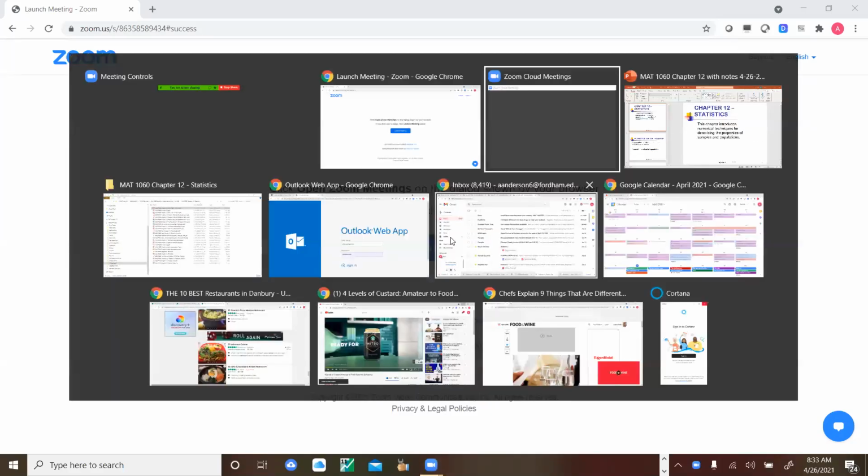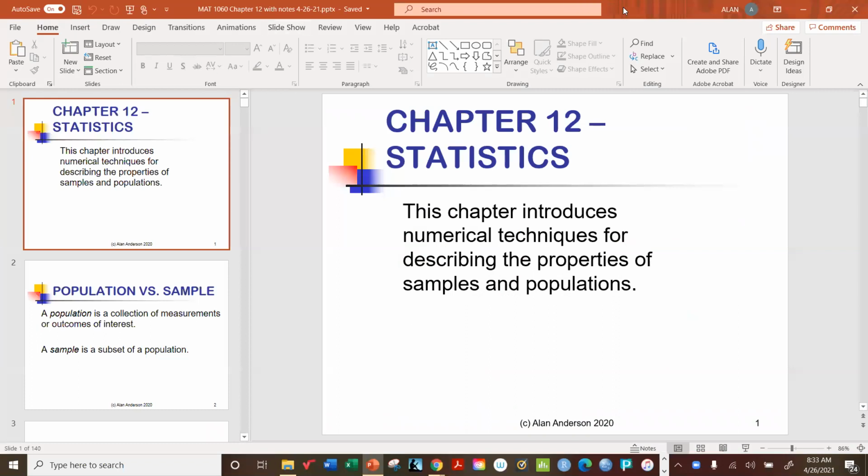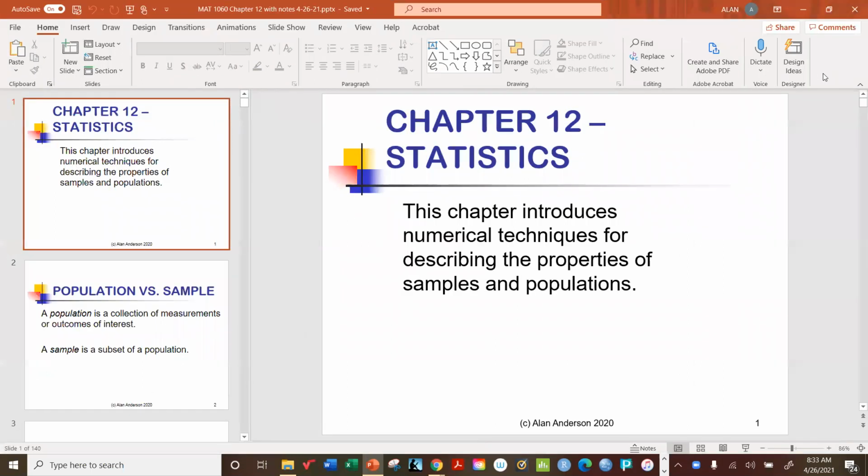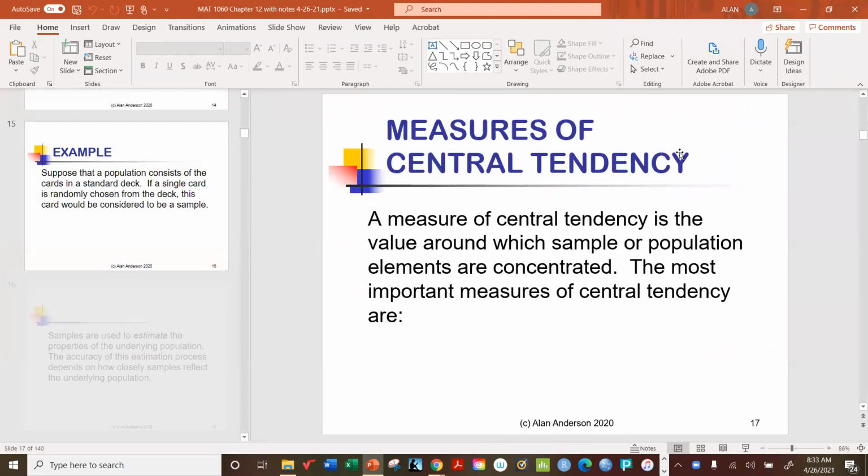All right, then, here we are. So we're ready to get rolling. Today, all we have to do is carry on with chapter 12, our introduction to statistics. And so let's get back to it.